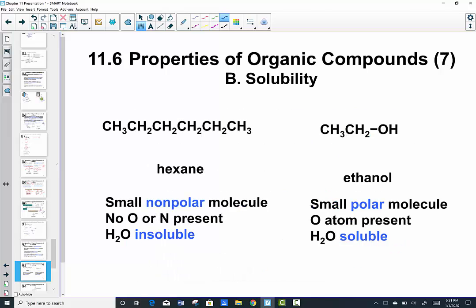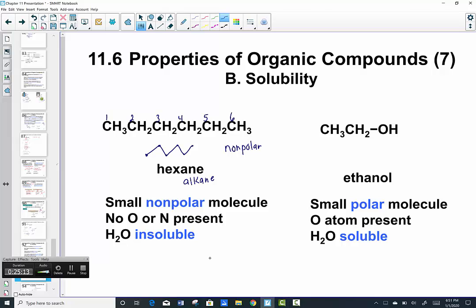Like dissolves like. Here we have a 1, 2, 3, 4, 5, 6 carbon chain. It's all single bonds, so we know it's an alkane. 1, 2, 3, 4, 5, 6 would be its line structure. This is a nonpolar molecule because every single bond is nonpolar. Would this be water soluble?